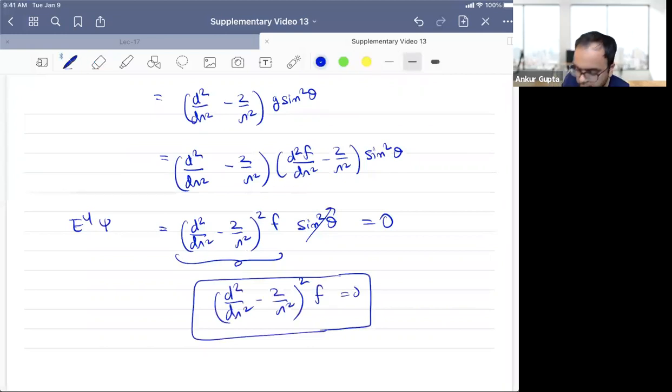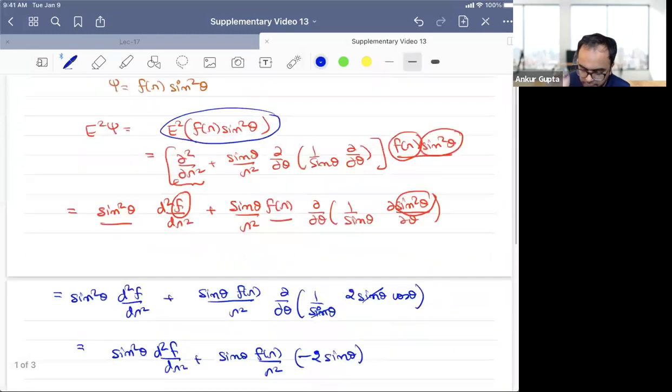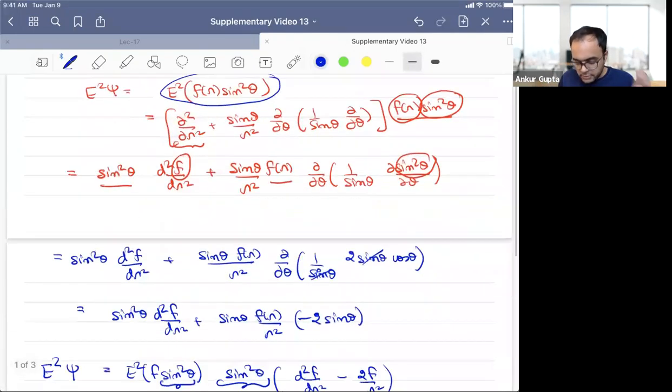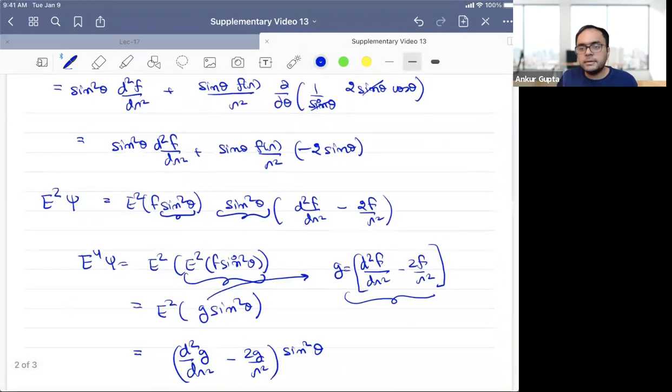You can see how we came from the equation of E⁴ψ and substituted f(r) sin²θ. Once you do that, you take the derivatives. The first derivative is only with respect to r, so you only take the derivative of f, and sin²θ becomes a multiplying factor. Then you only take the derivative with respect to θ of sin²θ, and f becomes the multiplying factor. You simplify, and you get the factor d²f/dr² minus 2f/r², which is this term, multiplied by sin²θ.